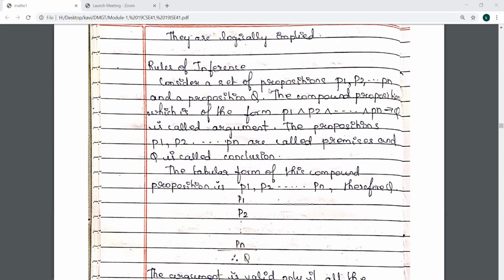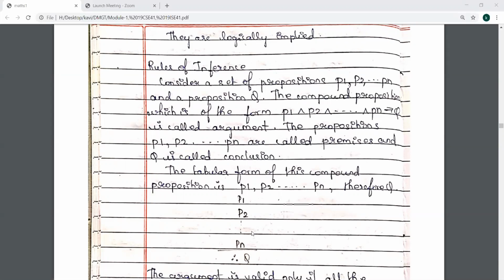Consider a set of propositions P1, P2, etc. up to Pn and a proposition Q. If we write the compound proposition in this form, P1 and P2 and etc. up to and Pn, that implies Q, then it is called the argument. The propositions P1, P2, etc. up to Pn are called premises and Q is called the conclusion.